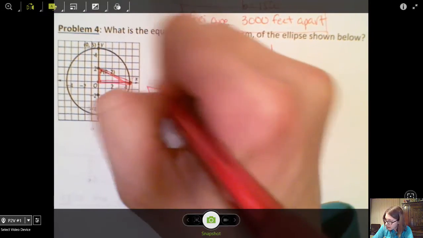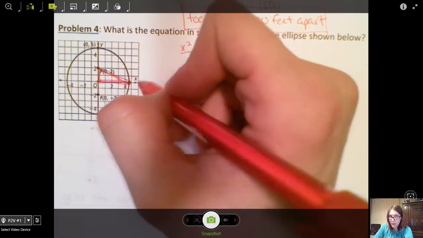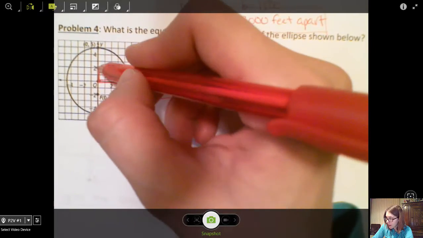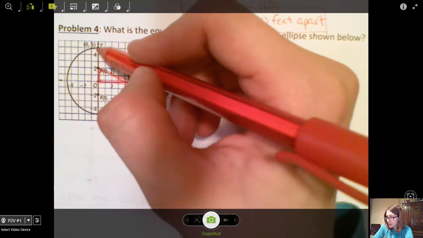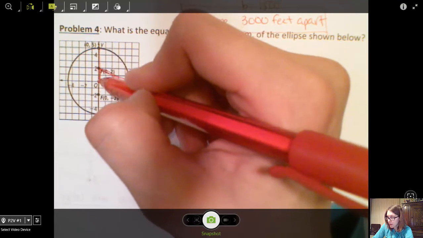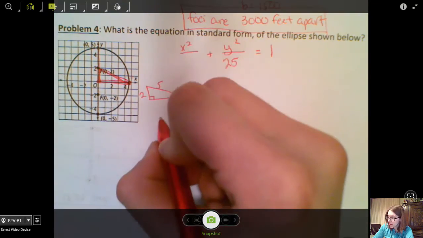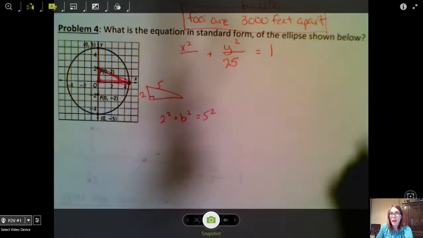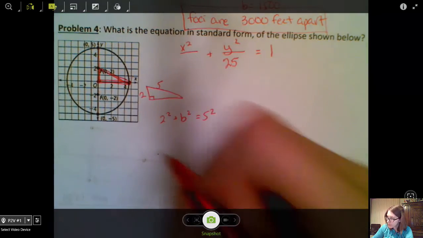I'm going to pull this triangle out to the side again. Here's my right triangle. I don't know this horizontal length, but I do know this vertical length is 2. And this hypotenuse is really the same as the distance from my vertex to the origin. Okay? So my hypotenuse is 5. If I use the Pythagorean theorem, 2 squared plus b squared equals 5 squared, I can figure out that horizontal length and figure out where my covertices are.